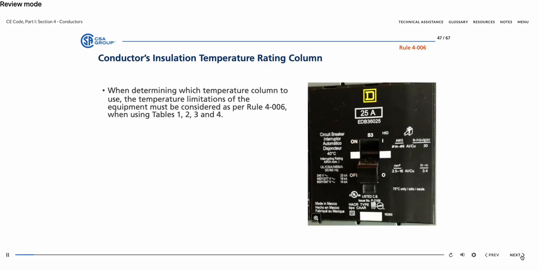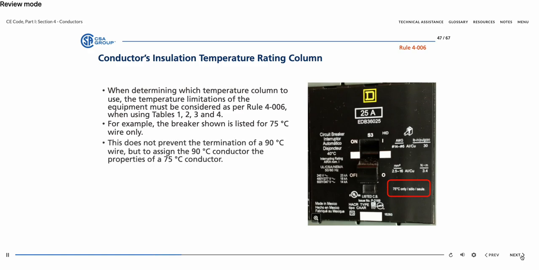When determining which temperature column to use, the temperature limitations of the equipment must be considered as per Rule 4-006 when using code tables. For example, the breaker shown is listed for 75 degrees Celsius wire only. This does not prevent the termination of a 90 degrees Celsius wire. It means to prevent undesirable heat buildup. So assign the 90 degrees Celsius conductor the maximum ampacity for a 75 degrees Celsius conductor.